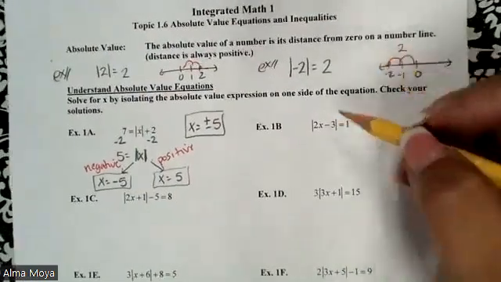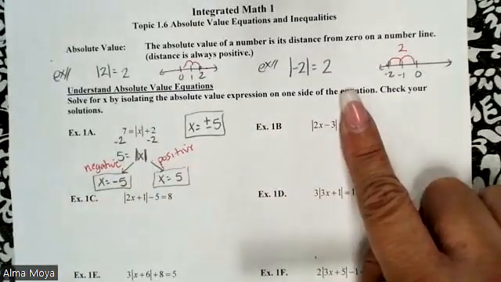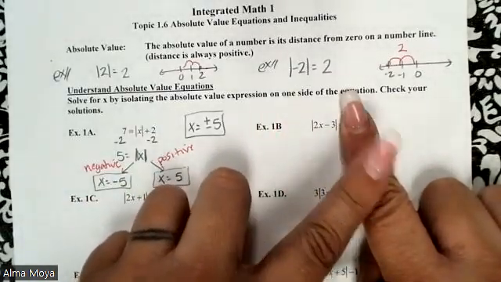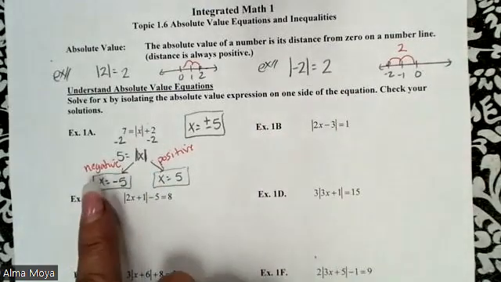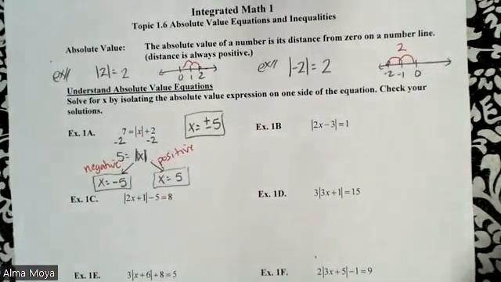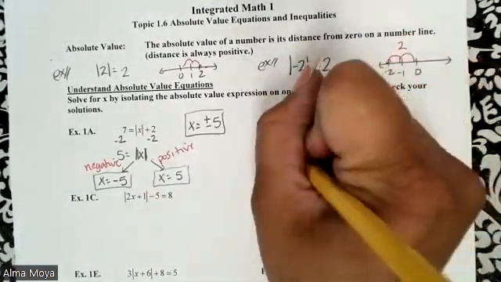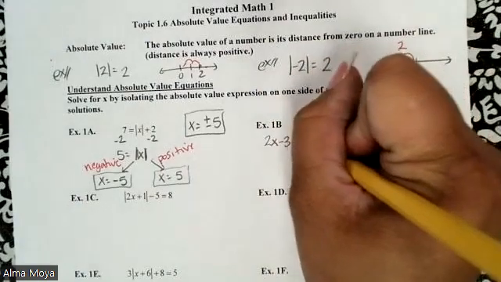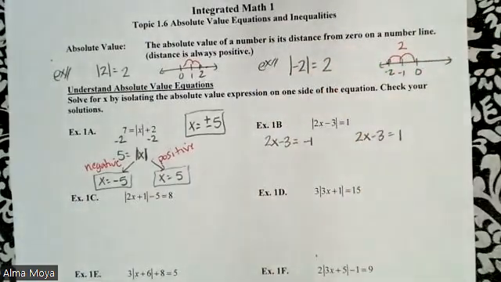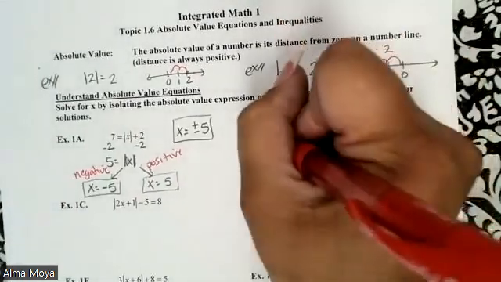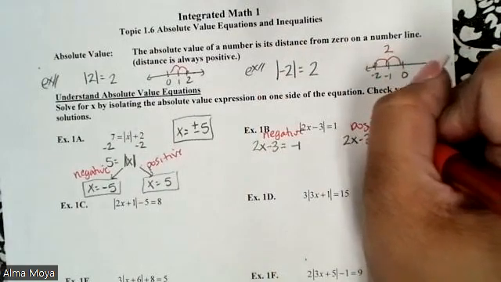Next example. Notice how there's nothing in front of the absolute value or behind the absolute value. Because there's nothing in front of it or behind it, I can go in and I can start solving the problem. Now remember, you want a negative answer and a positive answer. So what I'm going to do is I'm going to make the 2x minus 3 equal a negative 1. And then I'm going to make the 2x minus 3 equal the positive 1. So always make it equal a negative and then make it equal a positive.